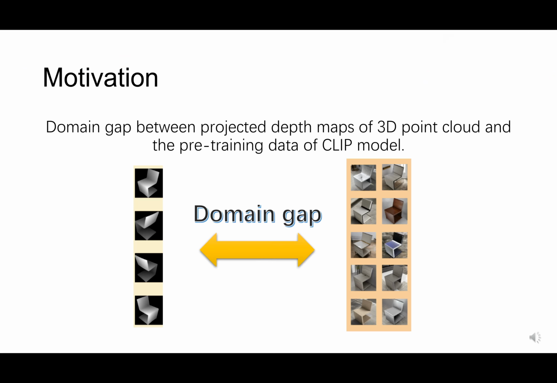Large pretrained models have revolutionized the field of computer vision by facilitating multi-modal learning. Notably, the CLIP model has exhibited remarkable proficiency in tasks such as image classification, object detection, and semantic segmentation. However, this efficacy in processing 3D point clouds is restricted by the domain gap between the depth maps derived from 3D projection and the training images of the CLIP model.